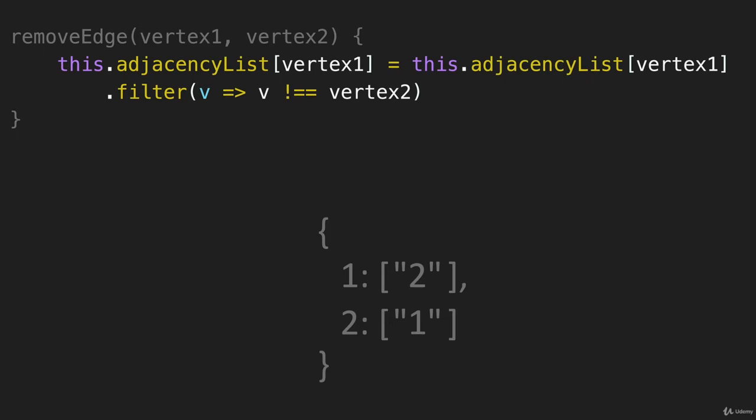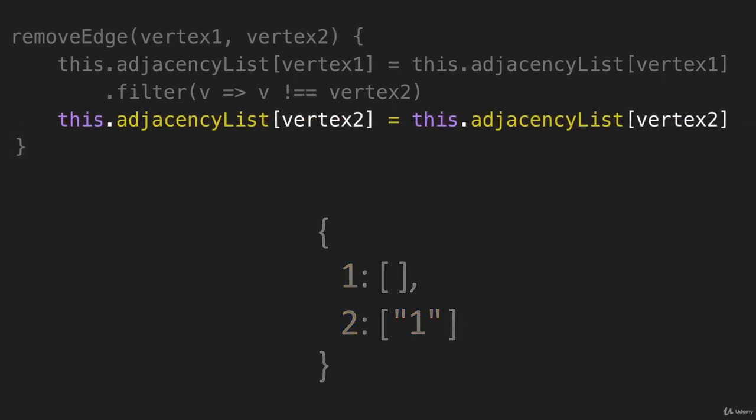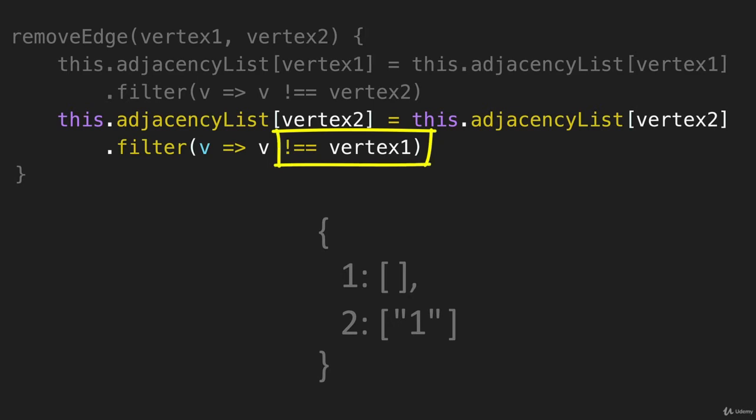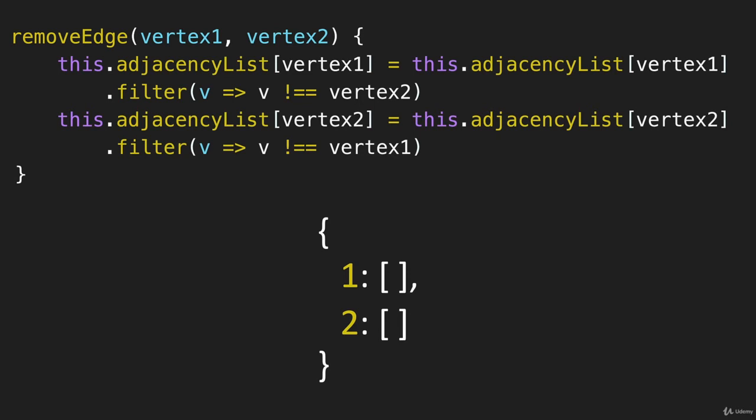So what we're doing here is saying return everything in the array that is not equal to vertex 2. So in this case, that's just going to remove this item. But if we had 100 items in here, it would return the 99 that are not equal to 2. And then we're going to do the same thing for the second vertex like this. And we'll say dot filter, and we want to return everything that is not equal to vertex 1, which removes the 1 from that array.